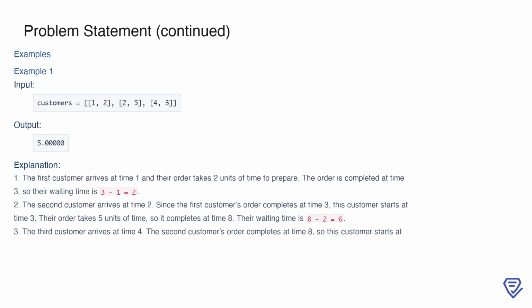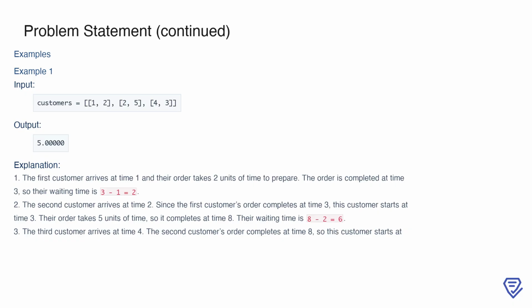Now let's look at the first example. Here, the input is a list of customers, [1, 2], [2, 5], [4, 3]. For the first customer, who arrives at time 1, their order takes 2 units of time to prepare. This means their order is completed at time 3, and their waiting time is 3 - 1 equals 2. The second customer arrives at time 2. Since the first customer's order is completed at time 3, the second customer's order starts at time 3. Their order takes 5 units of time to prepare, so it completes at time 8. The waiting time for the second customer is 8 - 2 equals 6.